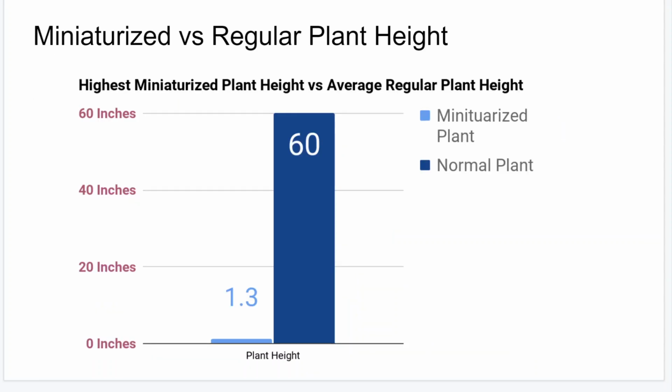Additionally, I also included this graph to show the difference between the growth rate of a miniaturized plant and a normal plant. As you can see, the normal plant is significantly larger, and they both take up the same amount of resources, time, and money that we have to put into fertilizer and other treatment that we give them.